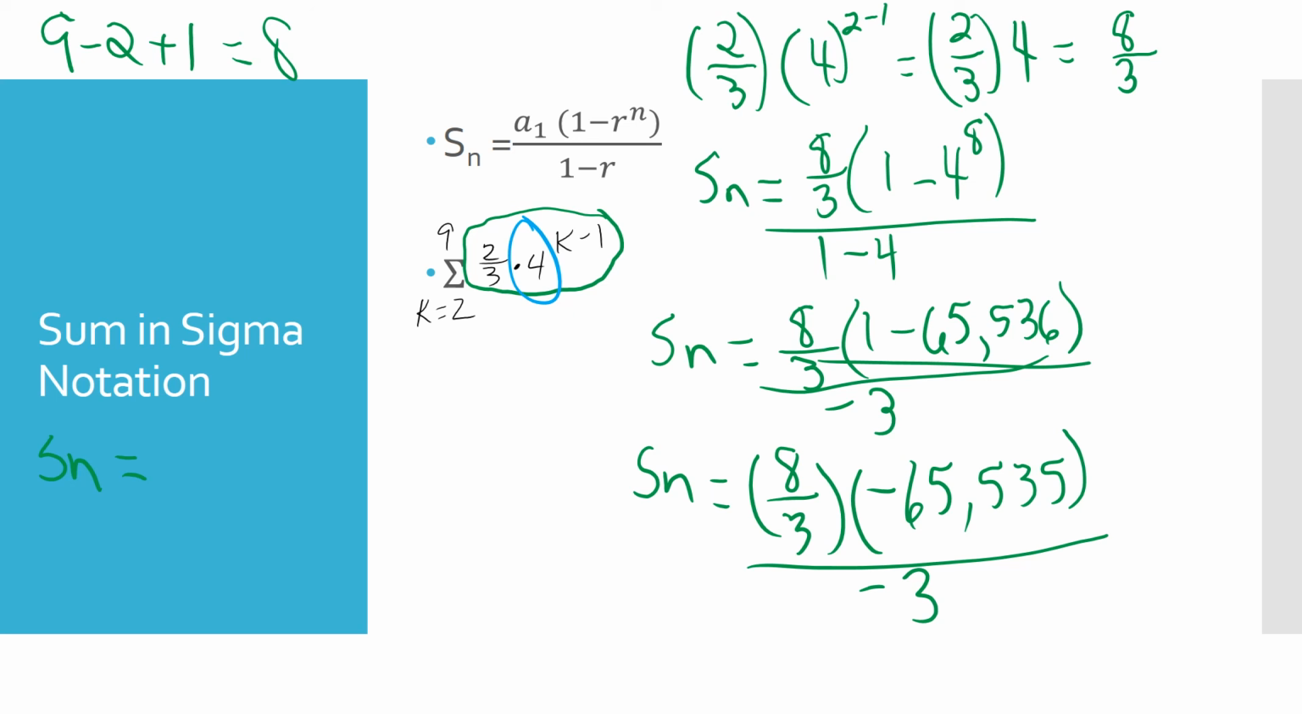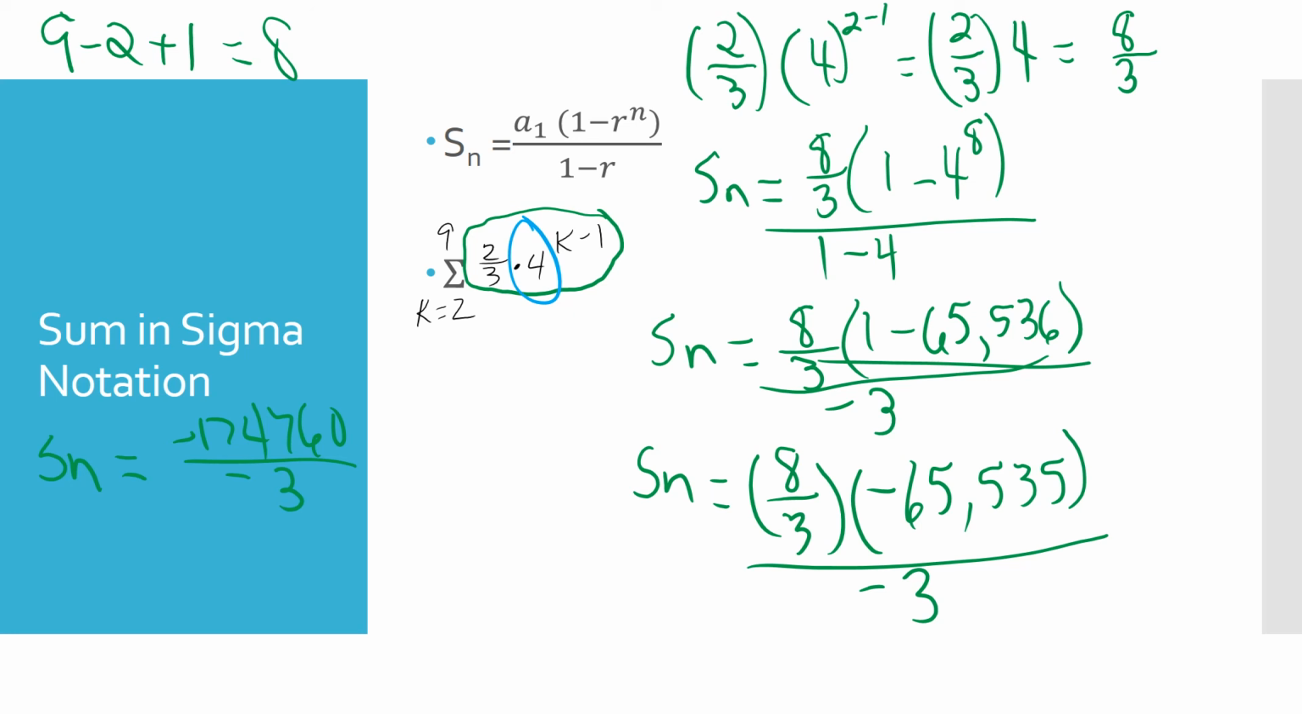Let me go back. Parentheses, 8 over 3. Close my parentheses. Parentheses, negative 65,535. Close the parentheses. Hit enter. And that is negative 174,760, and that is over negative 3.